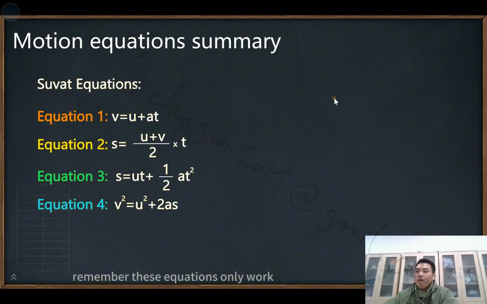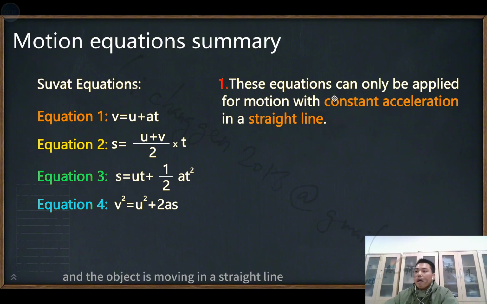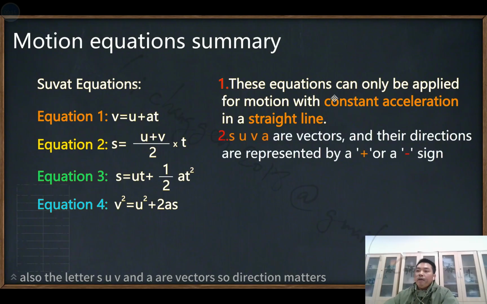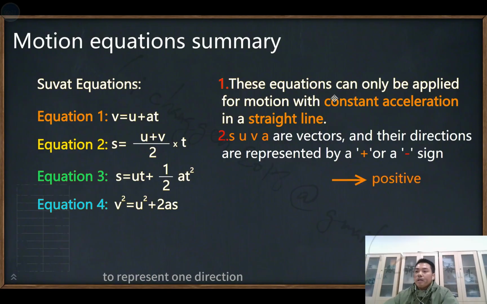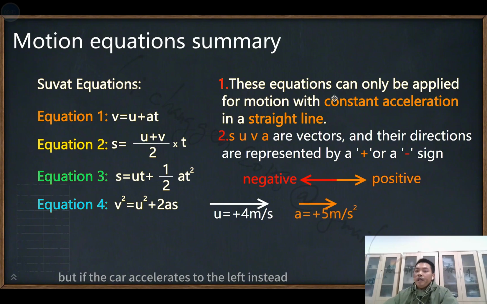Remember, these equations only work when acceleration is constant and the object is moving in a straight line. Also, the letters s, u, v, and a are vectors, so direction matters. We usually use a positive sign to represent one direction, like to the right, and a negative sign for the opposite direction, like to the left. For example, if a car is moving to the right with an initial velocity of 4 meters per second, we say positive 4. If it accelerates to the right at 5 meters per second squared, we write that as positive 5. But if the car accelerates to the left instead, we call that negative 5 meters per second squared.